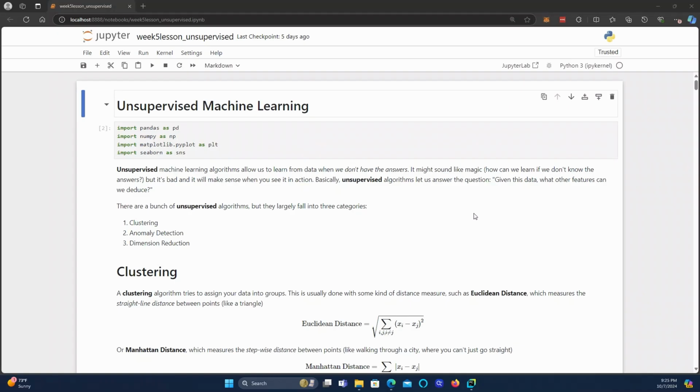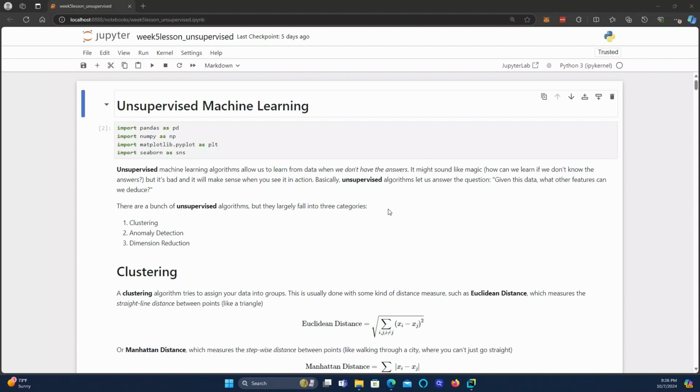Now it's time to talk about unsupervised machine learning. When we were talking about supervised machine learning in the previous video from this week, we said that supervised machine learning was what happened when you knew the answers and you were training a machine learning model to return the correct answer. But unsupervised machine learning algorithms allow us to learn from data even when we don't have the answers. To me that kind of sounds like magic, but how can we learn if we don't have the answers, right? It's going to make sense when you see it in action, okay?